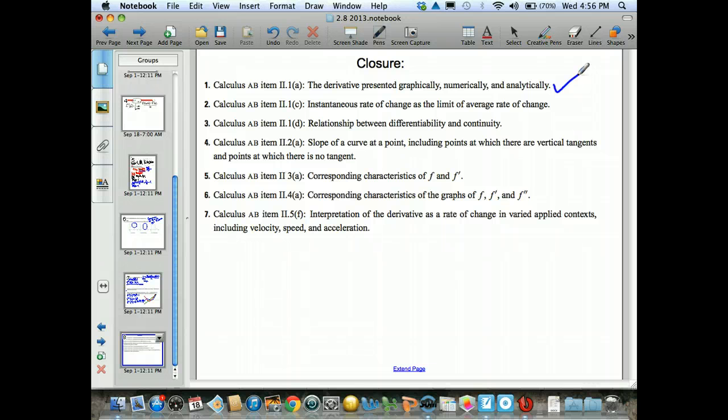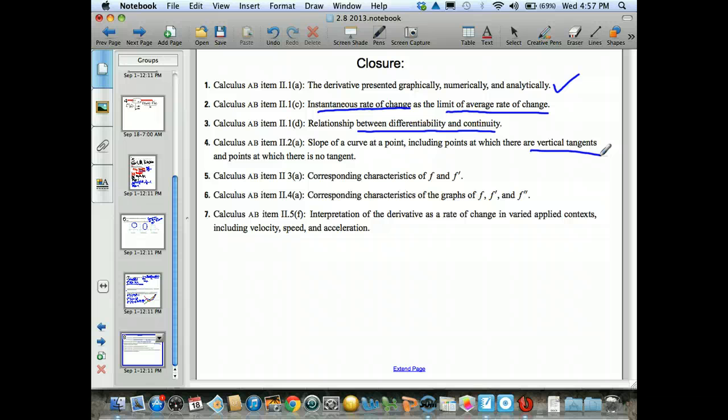We've talked about the derivative as an instantaneous rate of change, which was the limit of the average rate of change, right? So in other words, it's the slope of the tangent line, which is the limit of the slopes of the secant lines. We've talked about differentiability and continuity briefly there in this section. We'll talk about it more in chapter 3. We've talked a little bit about vertical tangents. We'll see a little bit more about that in later on in section 2.8 and then again in chapter 3.